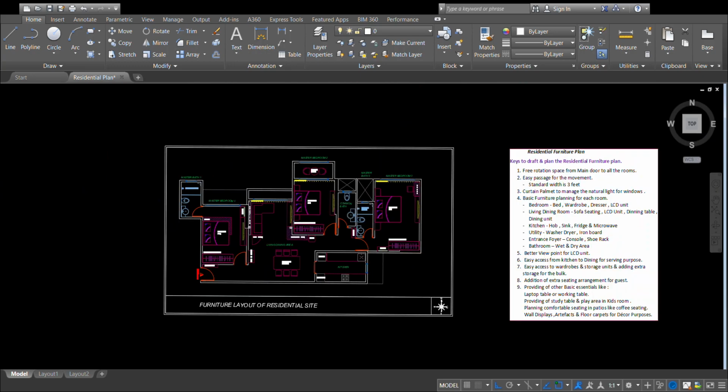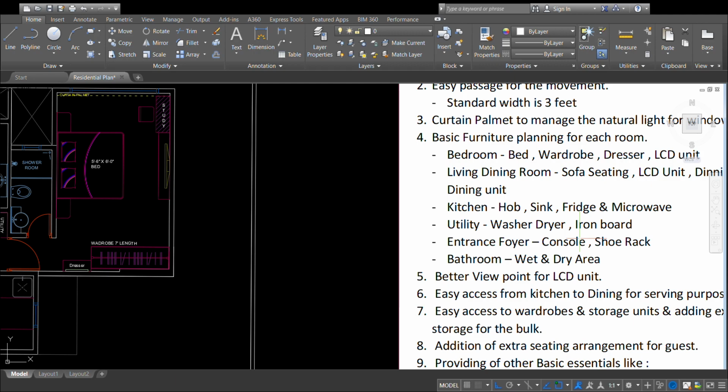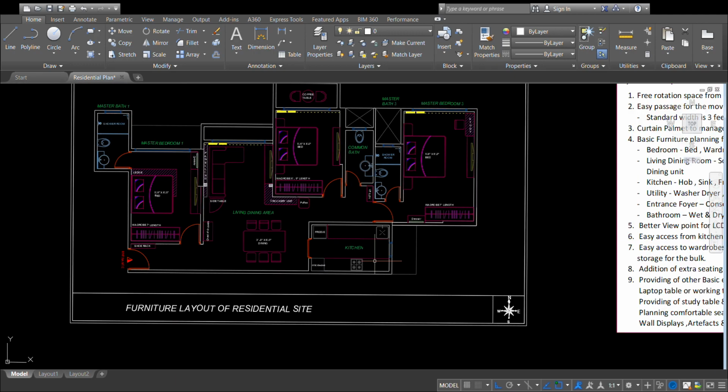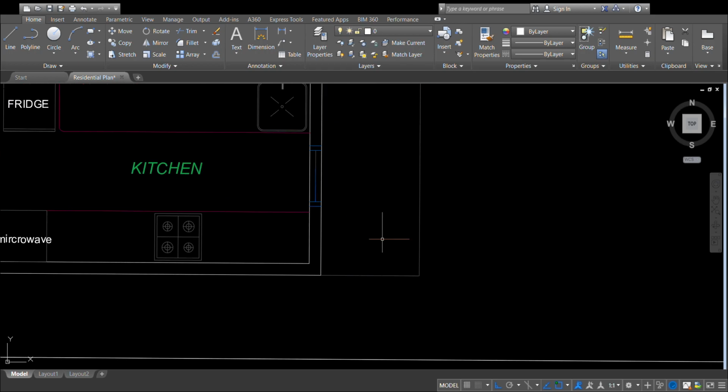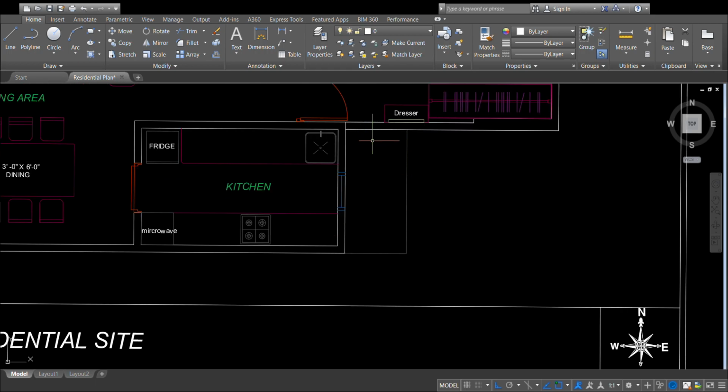Now let's move on to the utility area. Here we have not indicated the utility area. There is no particular utility area, but wherever there is a utility area, you need to show it. So we can just assume this as a utility area. Here you need to indicate the washer dryer and the iron board if required.